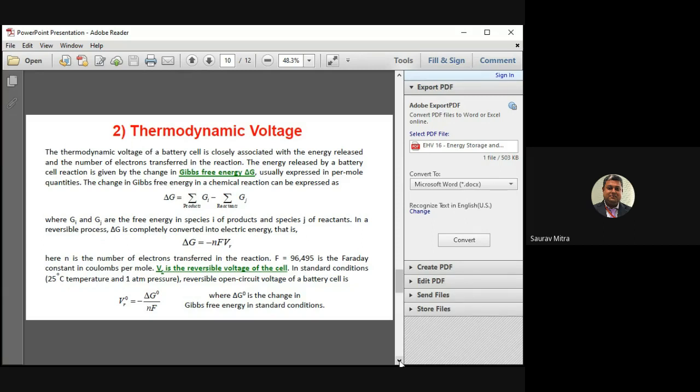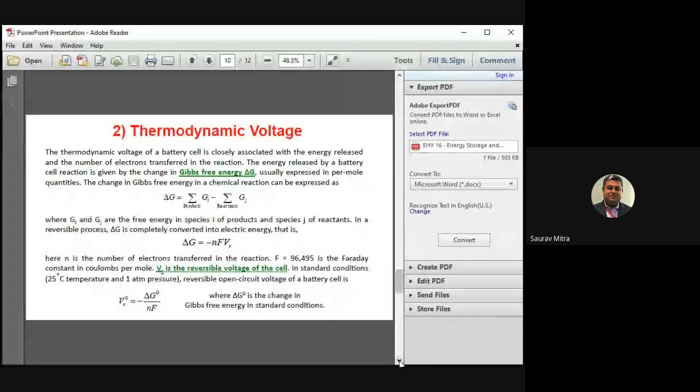What is meant by Gibbs free energy? A little bit of a touch of thermodynamics I have given here. From this, questions can be asked. One is: what is meant by Gibbs free energy, which is given by delta G? Another is: what is meant by the reversible voltage of the cell? Those who have pen and paper can write down these two questions. What is meant by Gibbs free energy? What is meant by the reversible voltage of the cell? All those things you have to understand.